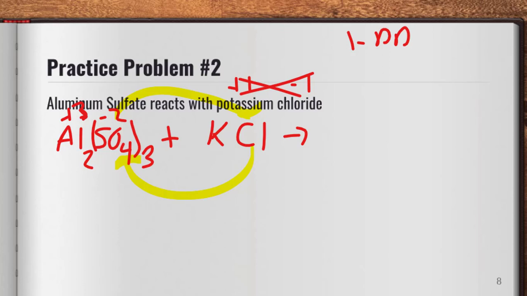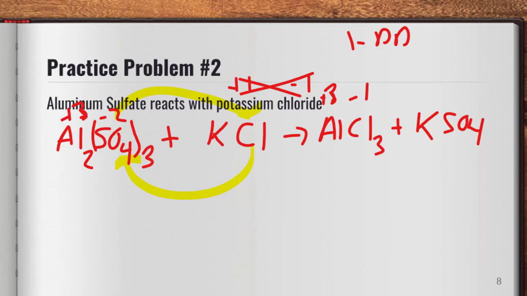So when we predict our products, it's going to be AlCl plus KSO4. Again, write the simplest form of your products, keeping in mind that subscripts only occur with polyatomic ions. Let's go ahead and write our formulas correctly. So you have plus 3 minus 1, so this is AlCl3. KSO4, we have plus 1 minus 2, so it's going to be K2SO4.